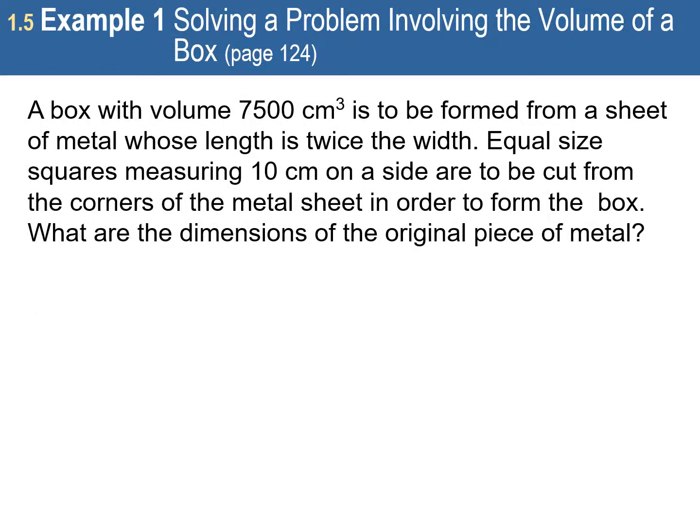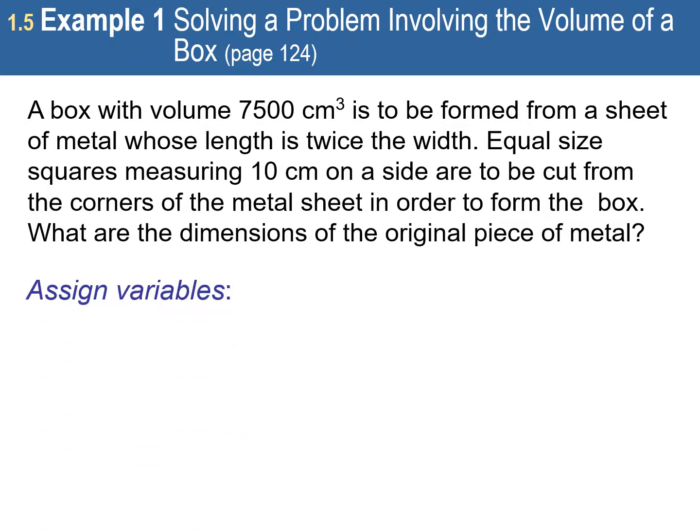Suppose I have a box that has a volume of 7,500 centimeters cubed, and it's to be formed from a sheet of metal whose length is twice the width. Equal sized squares measuring 10 centimeters on a side are to be cut from the corners of the metal sheet in order to form the box. What are the dimensions of the original piece of metal?